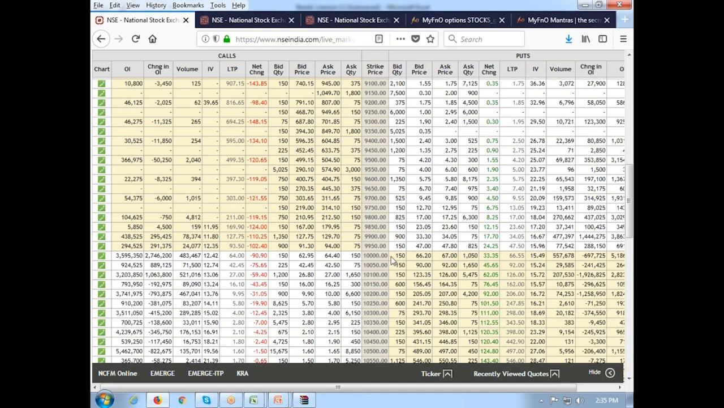Why put option? If you buy a 10,000 put option, that means you want to sell Nifty at 10,000. So you have to pay 66 rupees premium. You pay 66 rupees premium to sell Nifty at 10,000. If you sell Nifty at 9,900, that is 100 rupees lower, you will pay lesser premium. If I am getting to sell 100 rupees lower, I'll pay lesser premium.